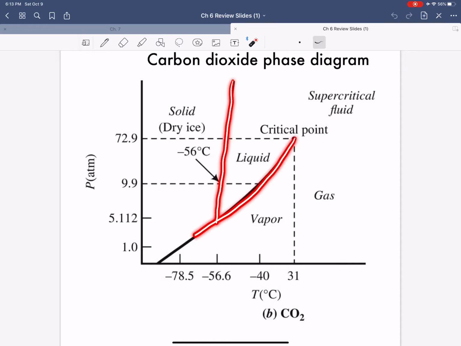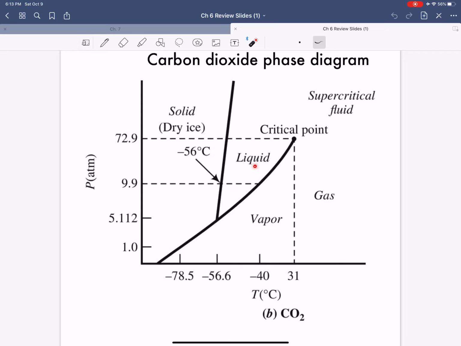These dark lines signify what we call the coexistence curves. This is where you have two phases, or this is where the carbon dioxide will transition from one phase to another. And so if you were at a temperature of minus 56.6 or near it, and a pressure of somewhere between 9.9 and 72.9, you would see that if you went this way, your carbon dioxide would turn from a solid to a liquid. It would melt.